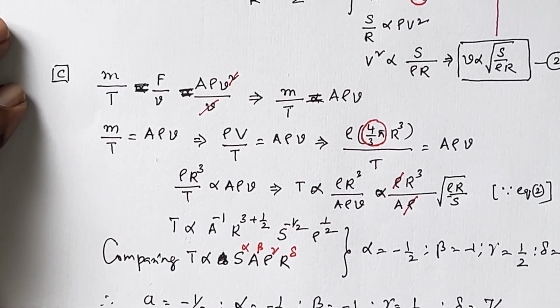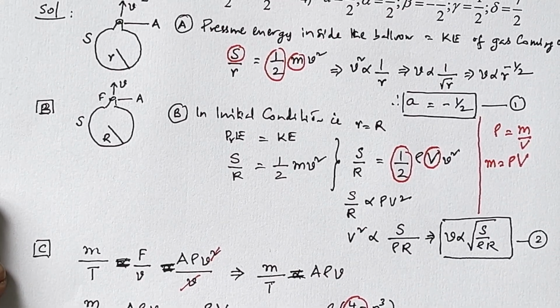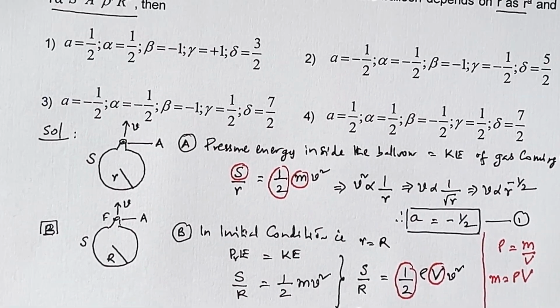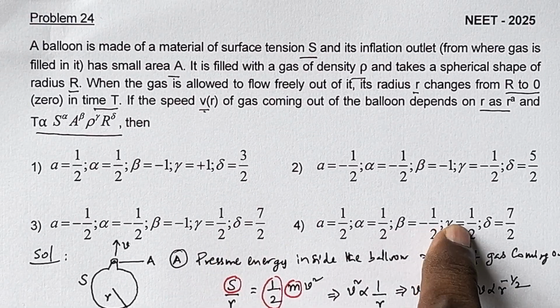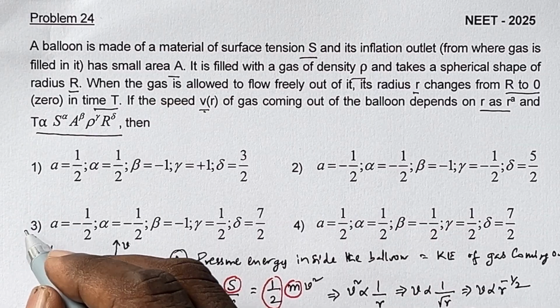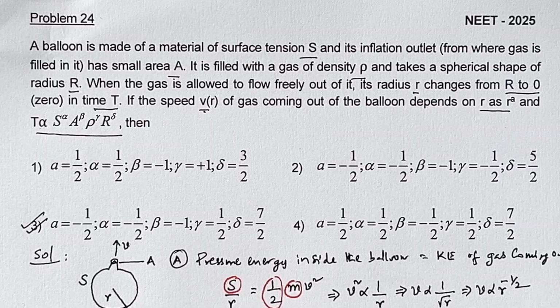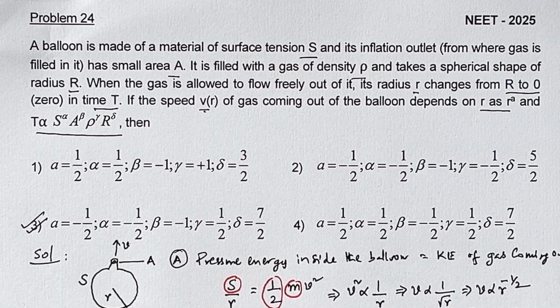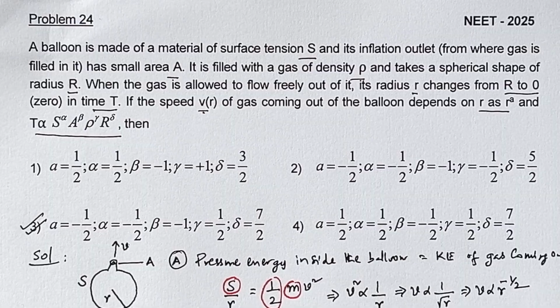Which option is correct here? Let us see. We are having only two options with 7 by 2. Half must, a must be minus 1. So the third option is the correct option. But this question is not meant for NEET students. It is a JEE Advanced problem. It is very unjust to give this one.